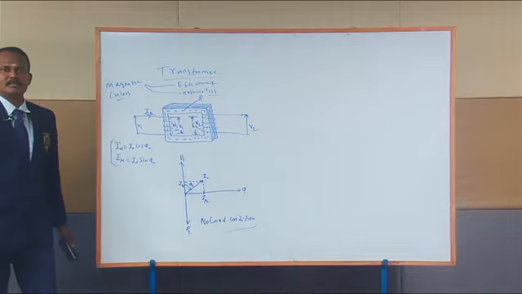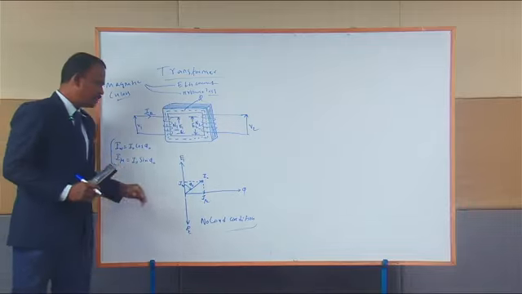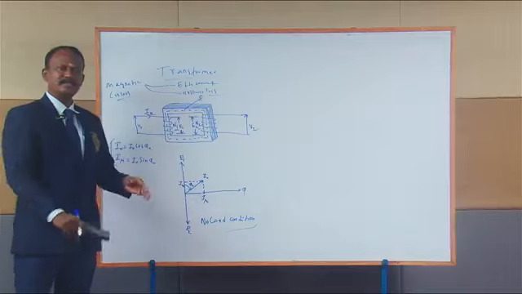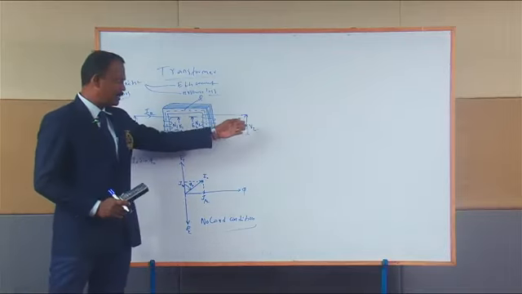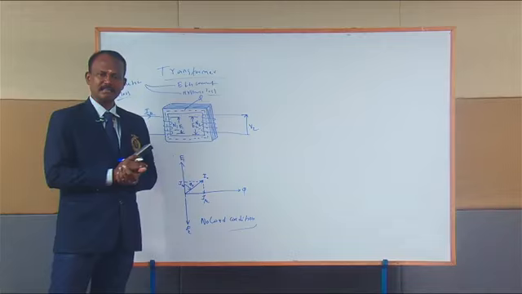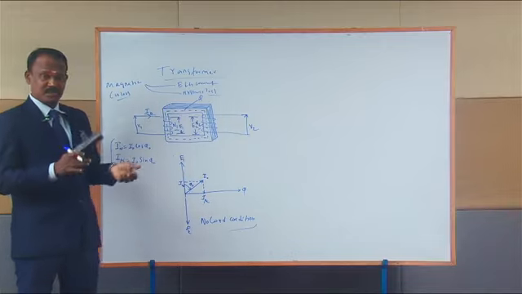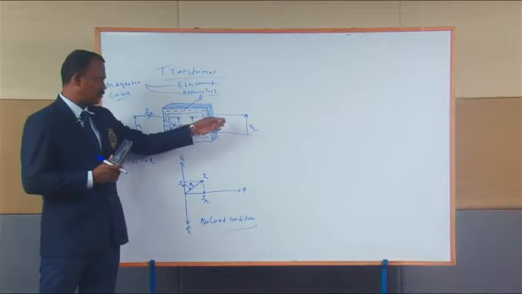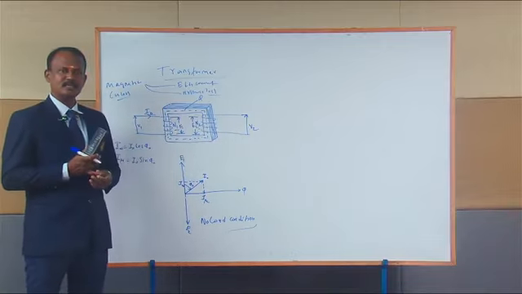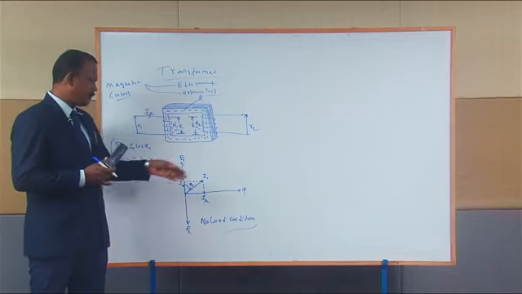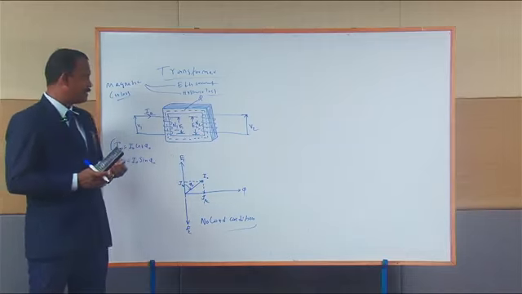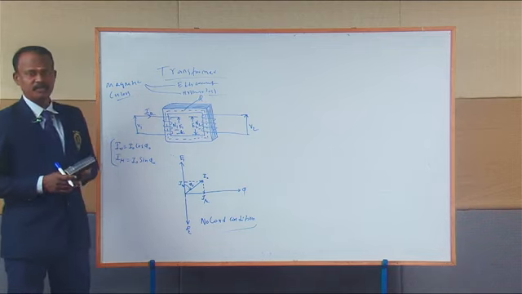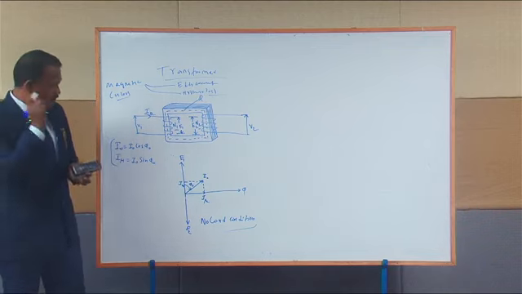Under no load condition, I hope it's clear. So this is my phasor diagram under no load condition. Because I am not connecting any load to the secondary of the transformer, because it is not closed, there is no current in the secondary of the transformer. We have only one current which is drawn from the primary of the supply, that I call as I naught.